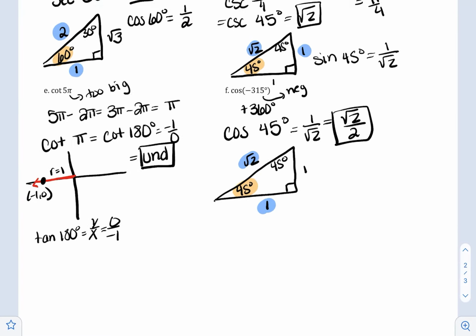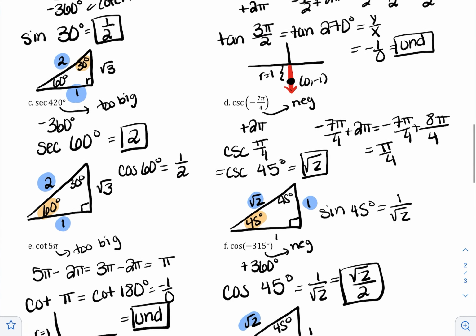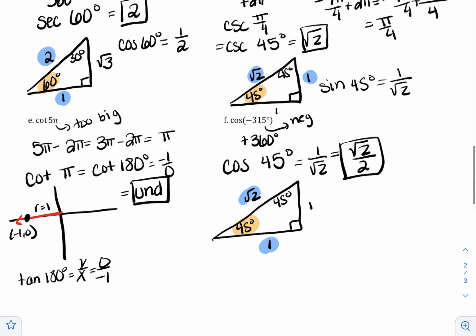Here's my final answer. So here are all of them. If you take a look, I drew a diagram for every single one of them.